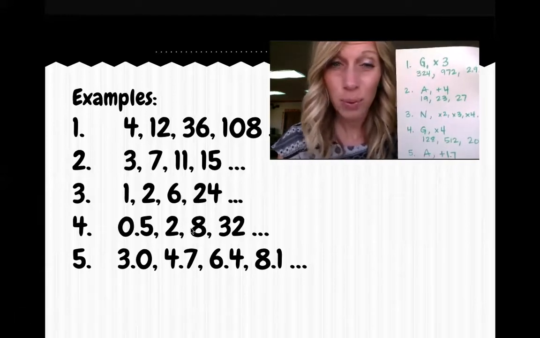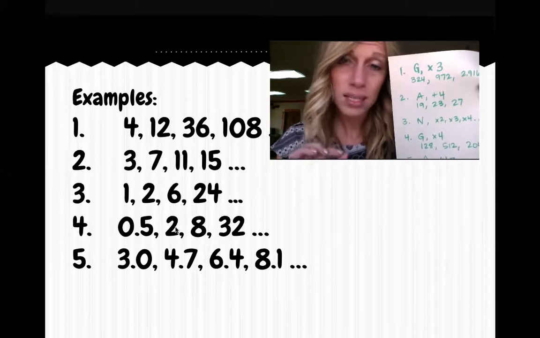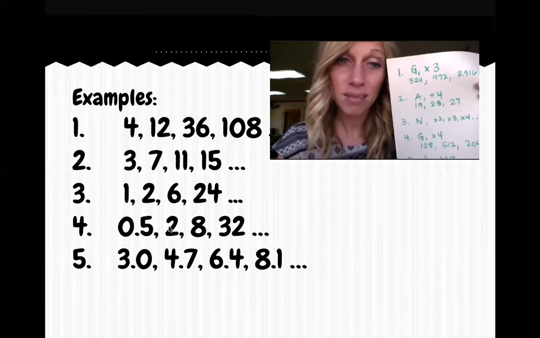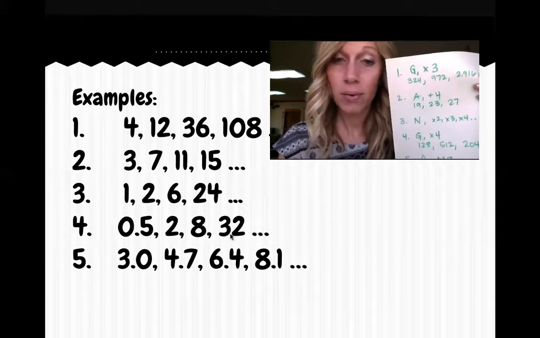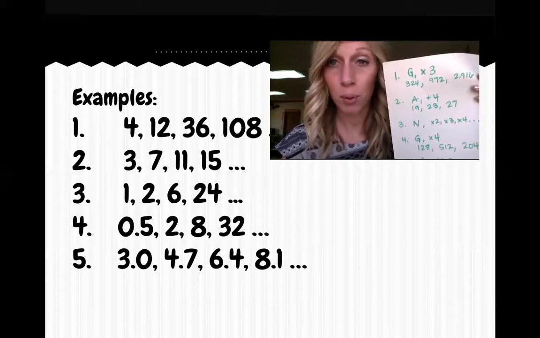I could have done that with my multiplying pattern also. You can start at 8 and divide it by 2 to find out what your pattern is. 8 divided by 2 is 4. 32 divided by 8 is 4. So we know our pattern then had to be multiplying by 4.